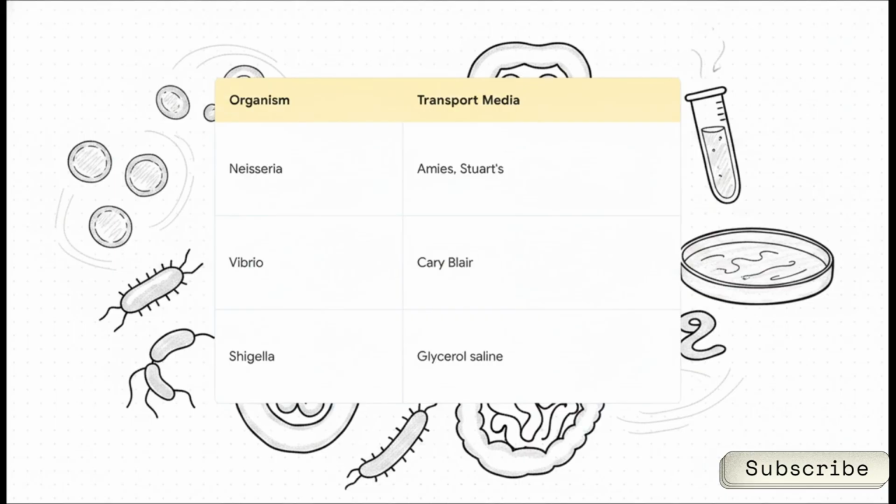The golden rule here is that bacteria do not multiply in transport media, they just stay viable. This stops delicate bugs from dying off and prevents the robust ones from totally taking over the sample. This table right here is a high-yield matching question just waiting to show up on your test.